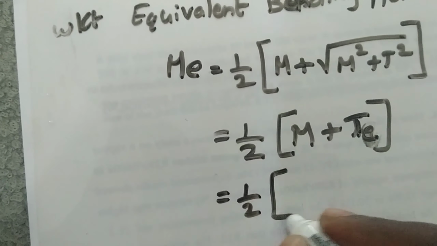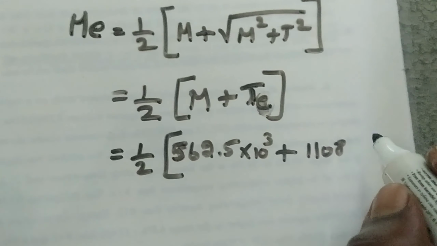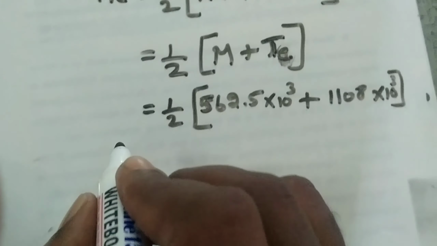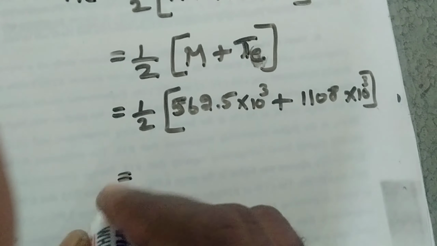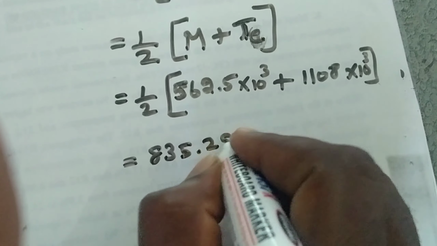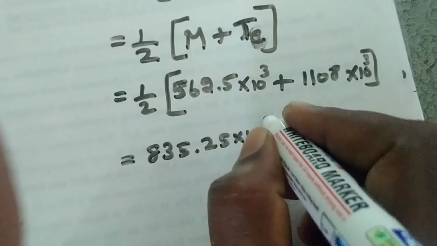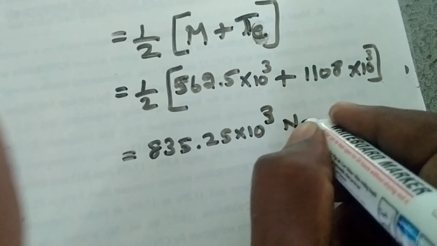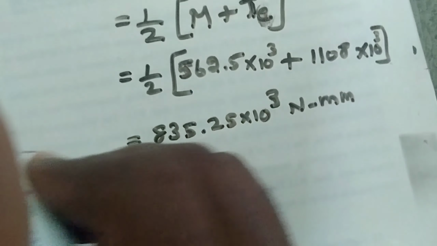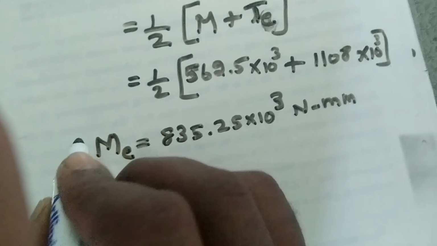It's 5, 10 to the power of 3 plus 1108 into 10 to the power of 3. By solving these, you will get 5.25 into 10 to the power of 3 Newton millimeter. So this is what we have obtained as the equivalent bending moment.